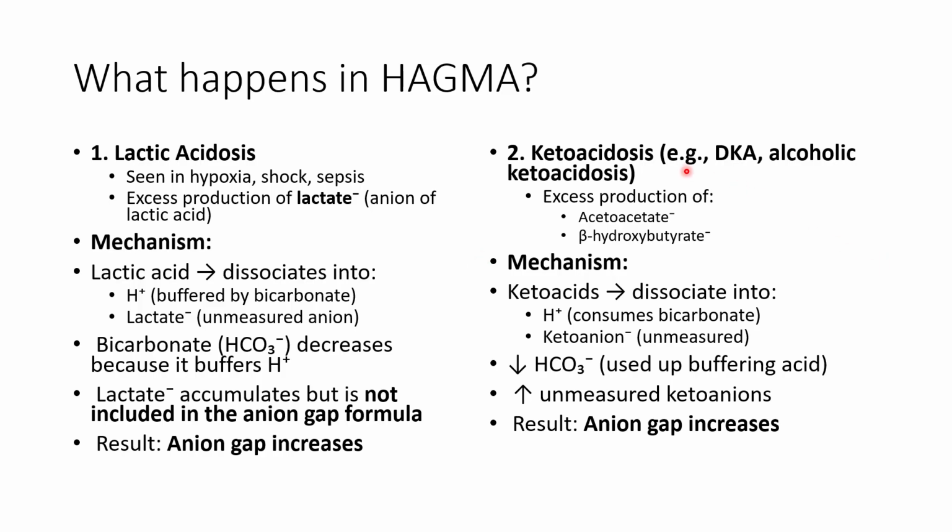Then in ketoacidosis, examples are DKA, alcoholic ketoacidosis, starvation ketoacidosis. There is excess production of acetoacetate and beta hydroxybutyrate. So this ketoacid again dissociates into H plus, which consumes bicarbonate, leading to acidosis, and ketoanion, which is an unmeasured anion and thus increases the anion gap.